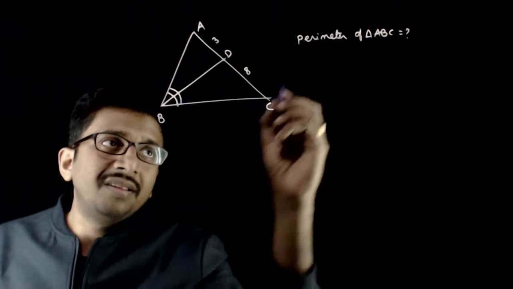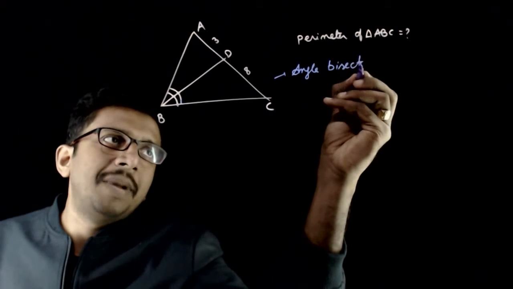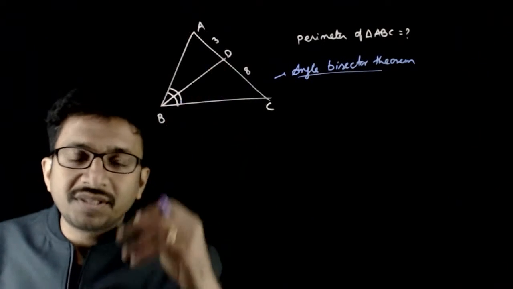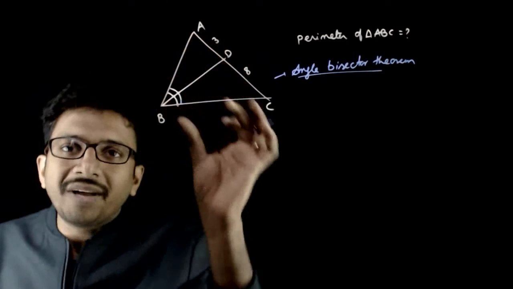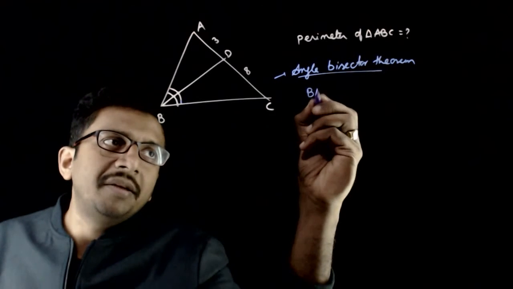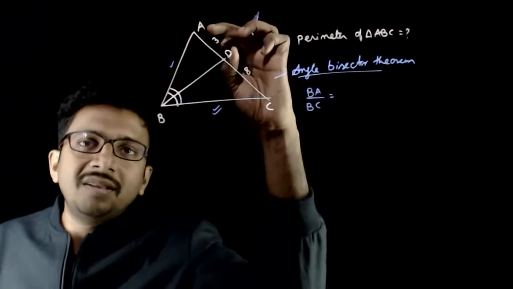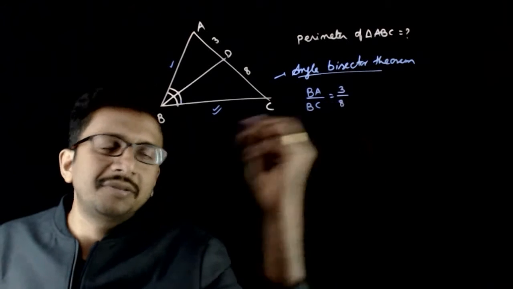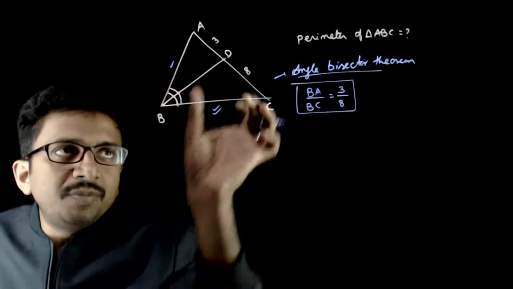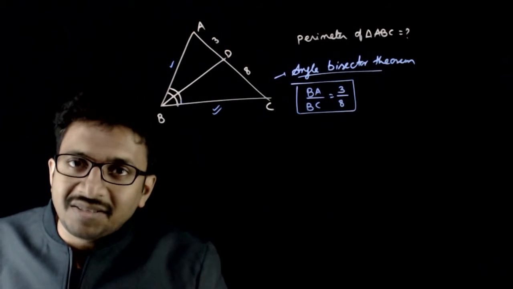Now, this is an application. This question is based on the angle bisector theorem that you have studied in your 10th class. So what is the angle bisector theorem? When an angle bisector meets the opposite side, it divides the opposite side in the ratio of adjacent sides. So mathematically, the angle bisector theorem says that BA divided by BC is equal to this length by this length, that is 3 by 8. The ratio of adjacent sides should be the same as the ratio in which D divides AC.